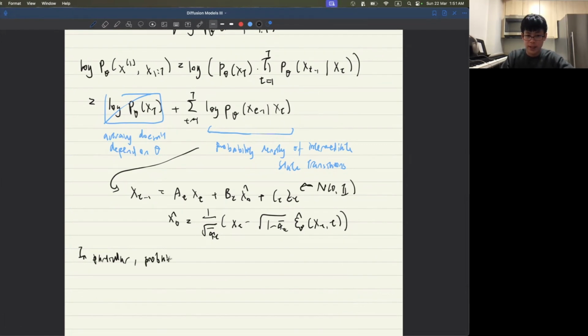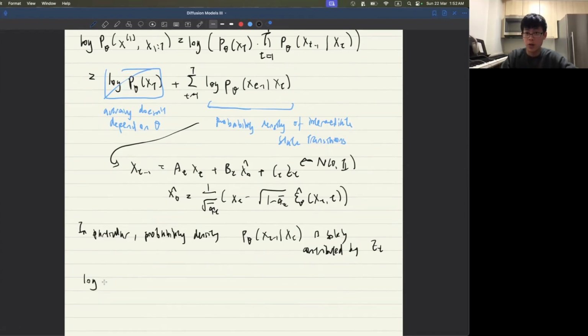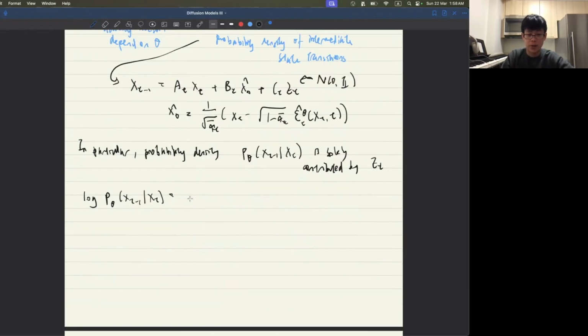So the probability density p theta of x_{t-1} given x_t is solely contributed by z_t, which is a Gaussian random variable. So this should imply that the form of p theta of x_{t-1} given x_t should be a Gaussian probability density. So the log of p theta of x_{t-1} given x_t will be equal to minus 1 over 2 c_t squared times the norm of the realized value x_{t-1} minus the mean, which is a_t x_t plus b_t x0 hat, squared. Over here, you just have to trust me a bit because I don't think the calculation will benefit anyone.